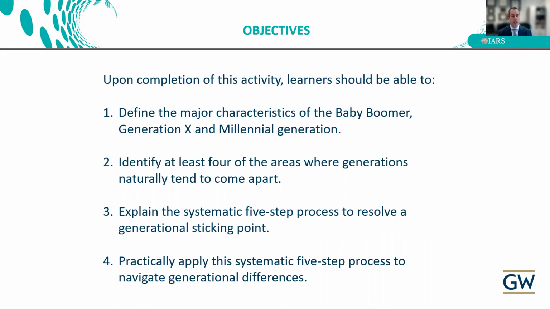First of all, today we're going to talk about defining the major characteristics of the generations in the workplace today, the baby boomers, Generation X, and the millennial generation. We're going to identify several areas where these generations tend to have sticking points based on their preferences. And we're going to talk about a process that you can implement in order to resolve these sticking points. We want to be able to apply these practically, and we're going to give you some examples of how to navigate generational differences.